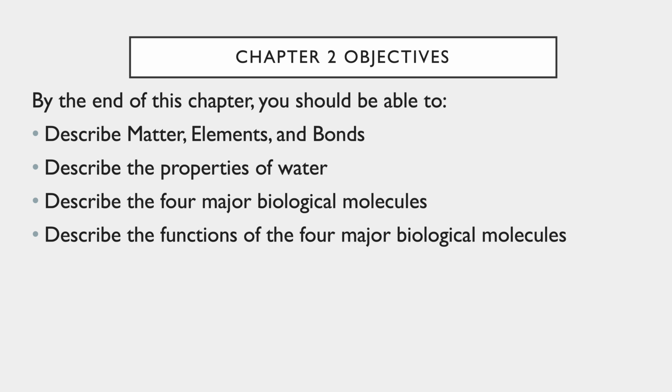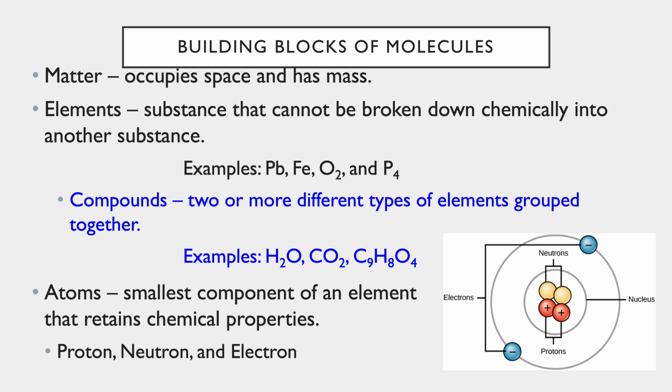By the end of this chapter, you'll be able to describe the chemical concepts of matter and bonding, the important properties of water, and the four major classifications of biological molecules, which will be present in almost every major concept studied throughout the rest of the semester. Let's begin by studying the building blocks of molecules.